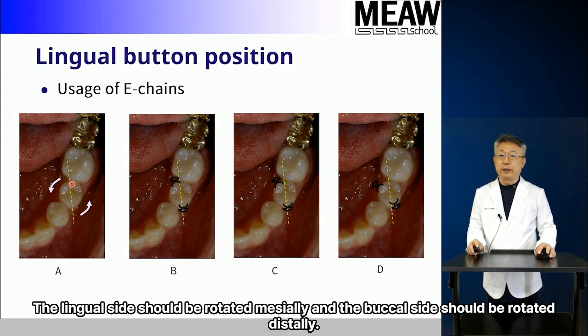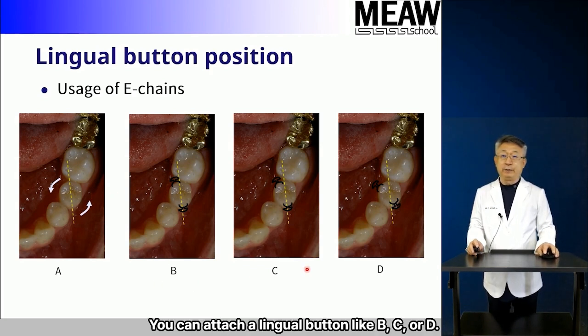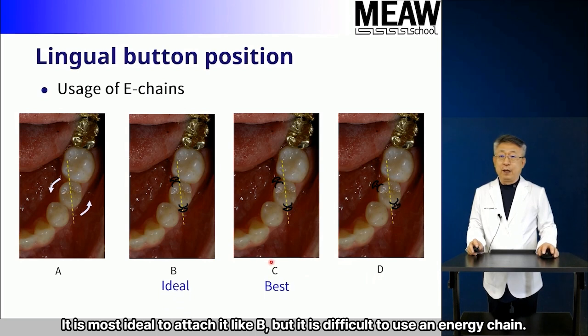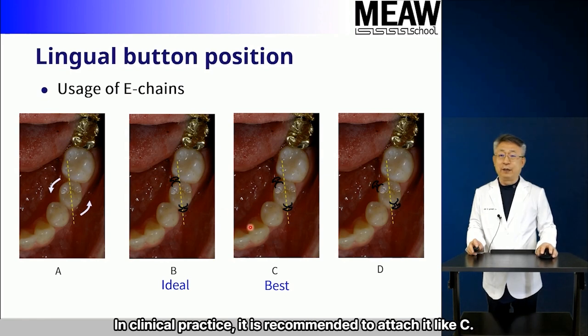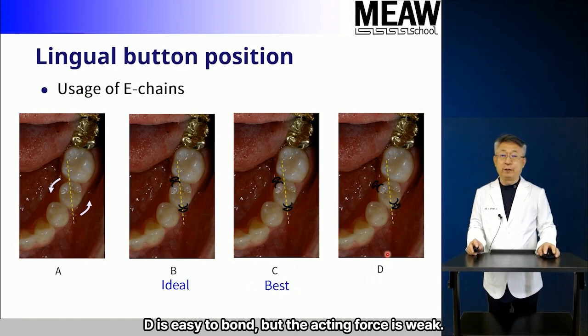The lingual side should be rotated mesially, and the buccal side should be rotated distally. You can attach a lingual button like B, C, or D. It is most ideal to attach it like B, but it is difficult to use an energy chain. In clinical practice, it is recommended to attach it like C. D is easy to bond, but the acting force is weak.